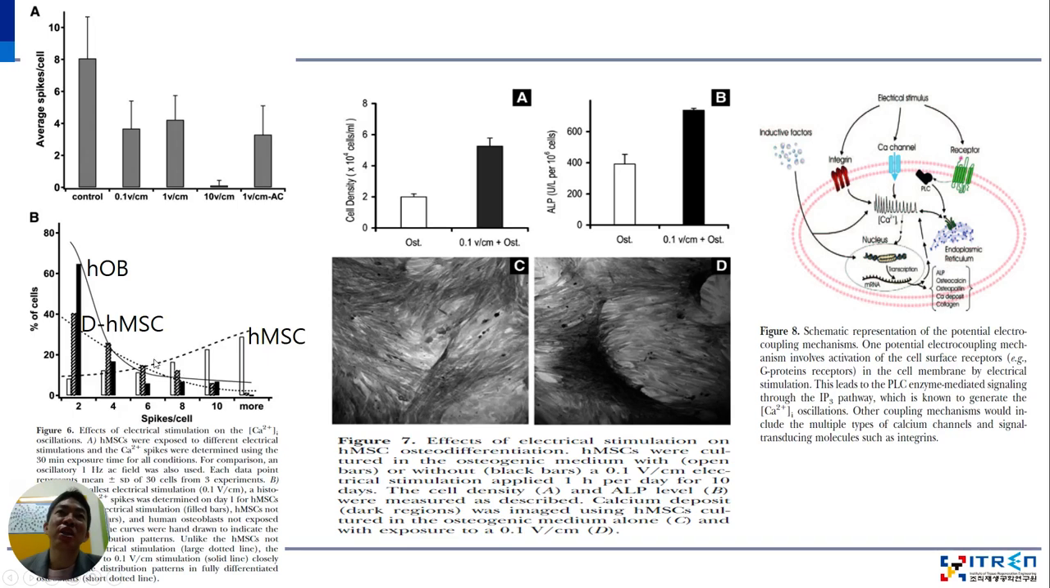So after confirming this change of the oscillation, they checked the final osteoblast differentiation using this 0.1 volts per centimeter under osteogenic media. They found out that their ALP activity and cell density, both of them markers of osteogenic differentiation, are enhanced. And then here is the summary: for the electrical stimulus, they didn't find out the underlying mechanism, what specific factor is involved, but probably it affects the integrin or calcium channel, such as a receptor. Somehow, this electrical stimulus can affect the calcium oscillation. And decreasing this oscillation is somehow helpful for the osteogenic differentiation, especially at the gene expression level.